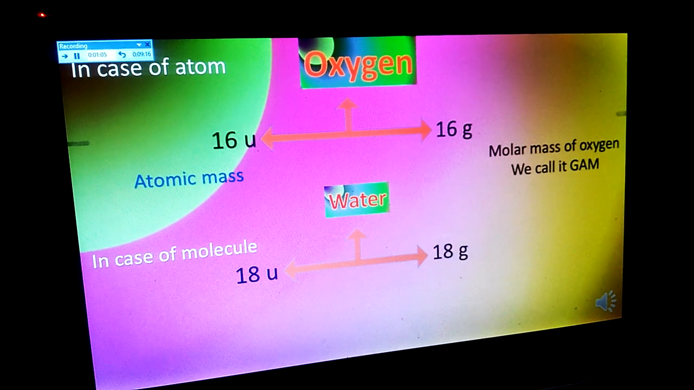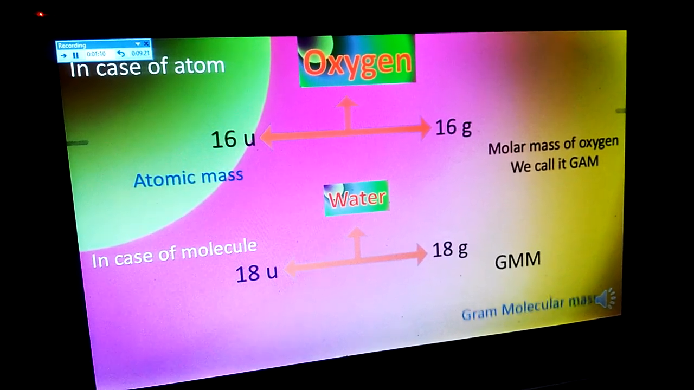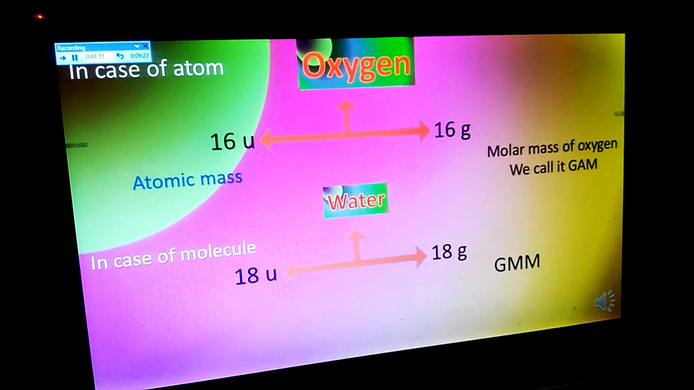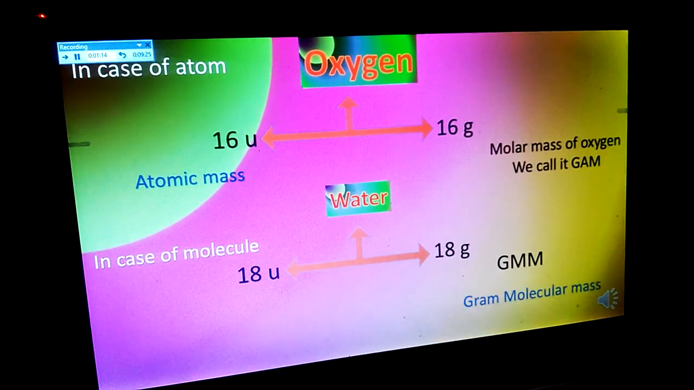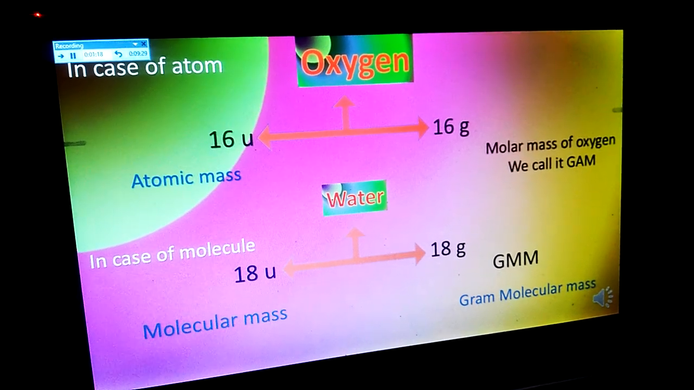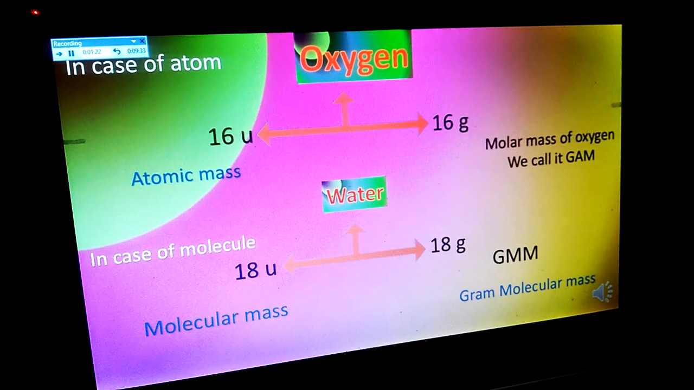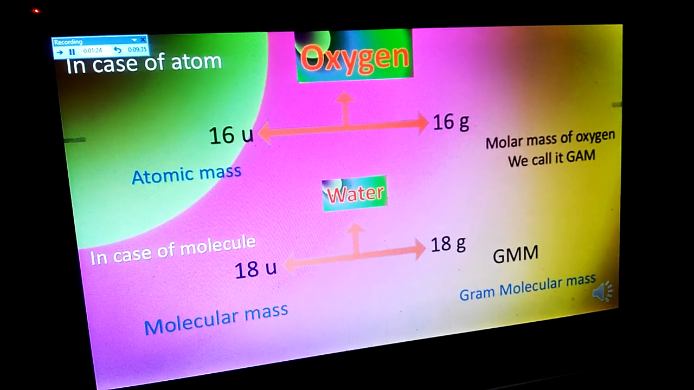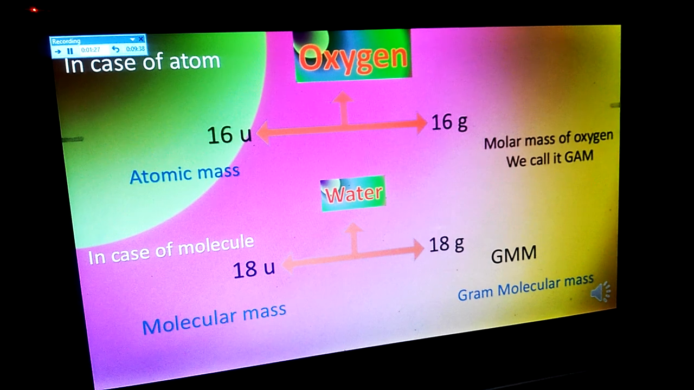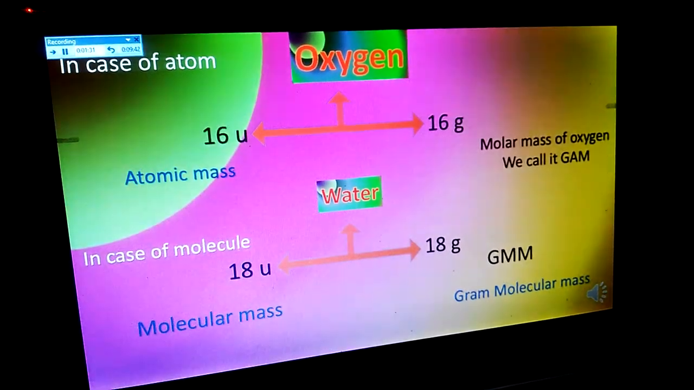18 AMU represents molecular mass, and 18 gram represents gram molecular mass. 18 AMU represents the mass of a single molecule. 18 gram represents the molar mass of the water molecule.